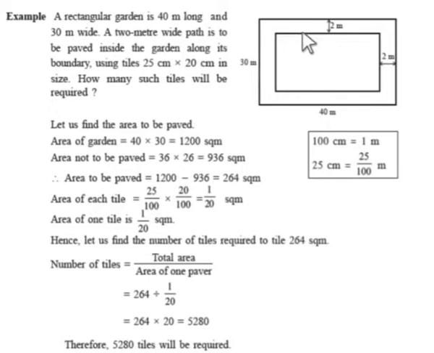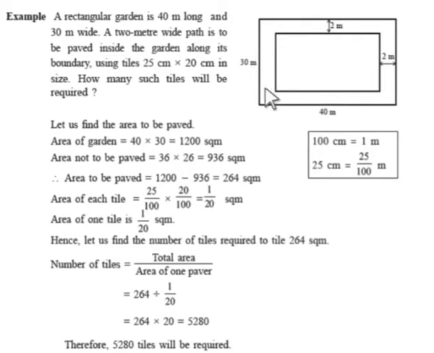Now for that, what we have to do? First we have to find the area of the outer rectangle. Then we have to find the area of inner rectangle. Subtract the area of inner rectangle from the area of outer rectangle. You will get the area of the path.